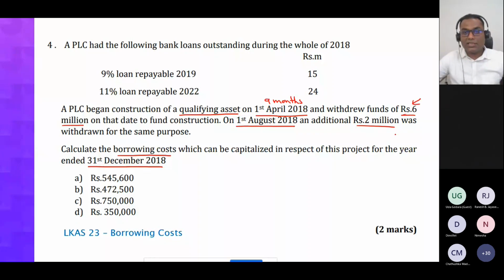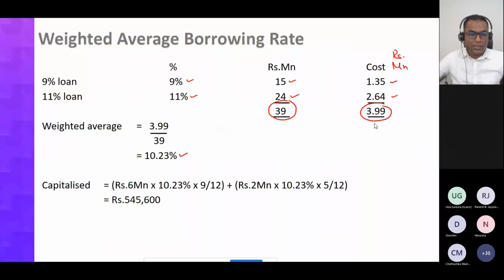6 million, 9 months, 6 million. Then from 1st August 2018 to 31st December 2018, you have how many months? 5 months, right? So for that 5 month period, you need to calculate the borrowing cost and capitalize it on the 2 million rupees. Very simple equation then.